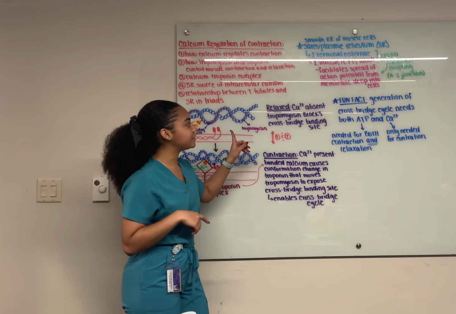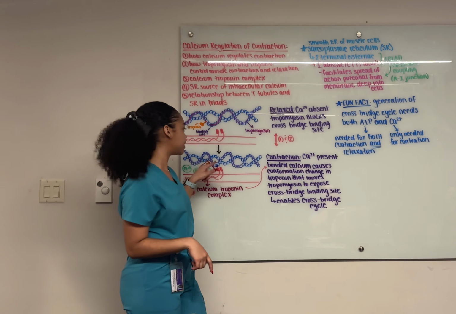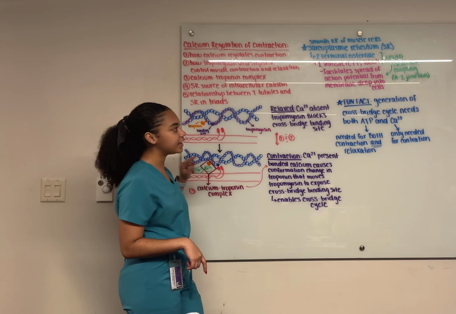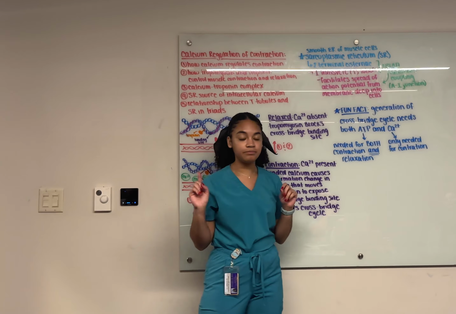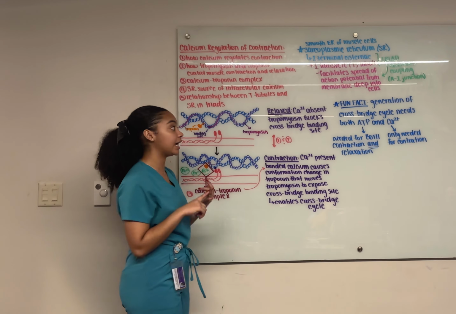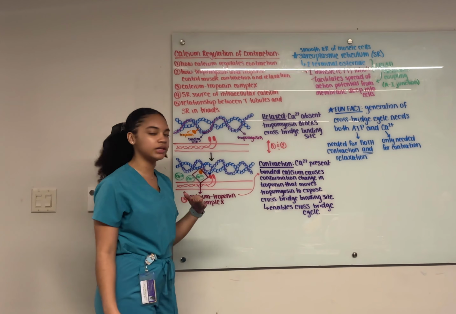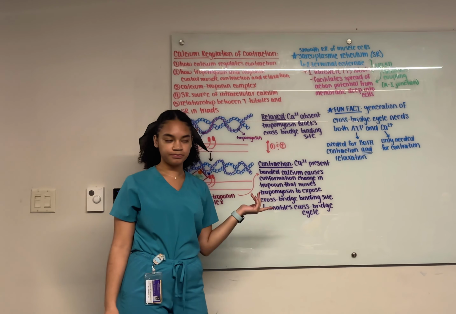And then the fun fact for this topic is that the generation of this cross bridge itself, these little myosin heads, will need both ATP and calcium. ATP is needed for both the relaxation and the contraction of muscle cells, but calcium is only needed for the contraction itself. And that's all I have.